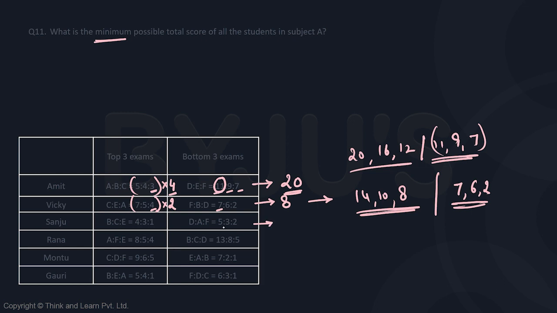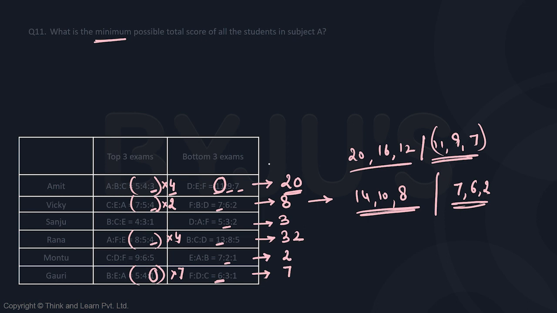In case of Sanju, I can straight away take it as 3 only. This is the minimum possible. In case of Rana, once again, this number has to be greater than this number. So I have to multiply this ratio by at least 4. By that, his score would become 32. In case of Montu, his score is 2 over here. It would be taken as 2. In case of Gauri, it is 1, which should be greater than 6. So I have to multiply the ratio by at least 7 to make it greater than 6.